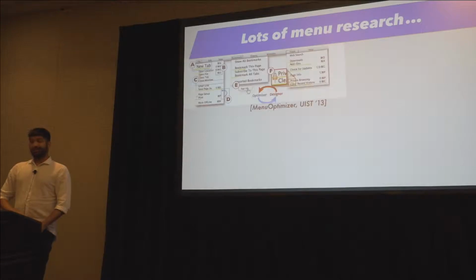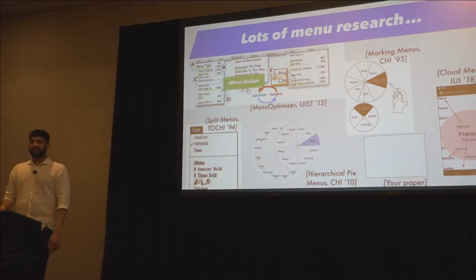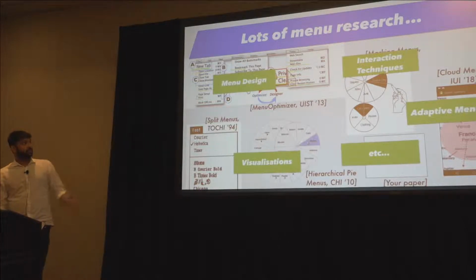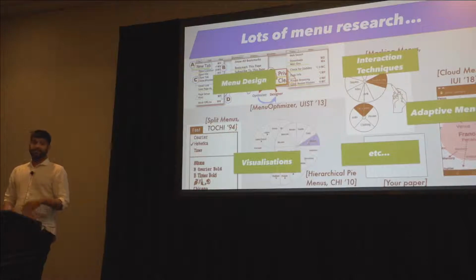And so obviously the line of research into menus is quite long. It goes from design of menus and optimization techniques to interaction with menus, different types of visualizations, how you can show menus to the users, and finally also adaptive menus. So this is quite an important line of research for the HCI and IUI communities.